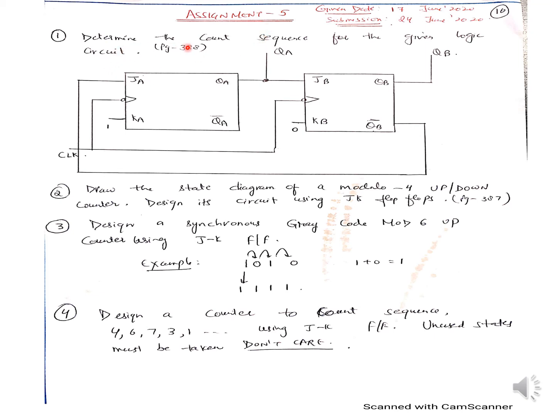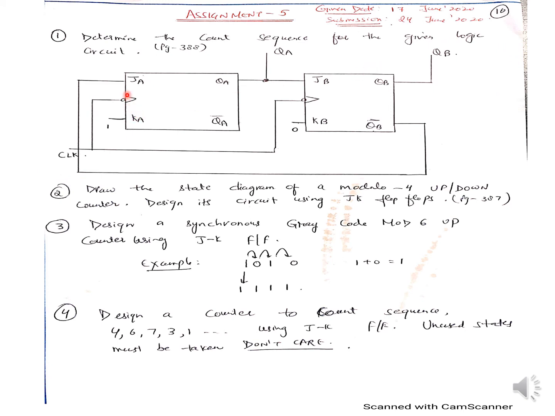Now this one is determine the count sequence for the given logic circuit. It's tricky. I know if all the concepts of counters are clear, then obviously you will be able to do it. Okay, so these are the two flip-flops JA and JB. I have made the schematic. I have not done the truth table and everything. I have just made the schematic, the final circuit diagram. You have to determine the count sequence for the given logic circuit. That means you have to determine what is the sequence it is counting.